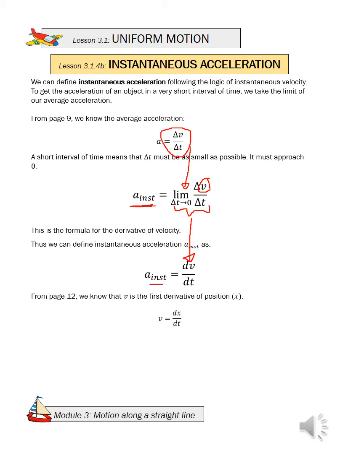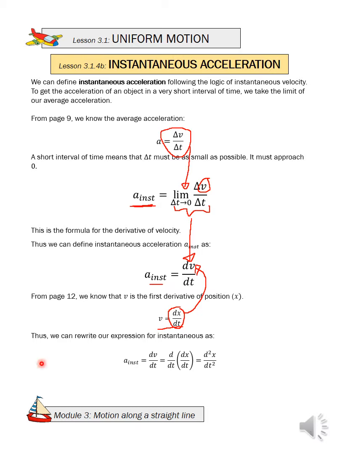From page 12, furthermore, we know that v is the first derivative of position x, given by this relationship. v is the first derivative of x with respect to time, right? That's what this equation is telling us. So we can plug in this value of v into our instantaneous acceleration formula. Thus, our instantaneous acceleration will now look like this.